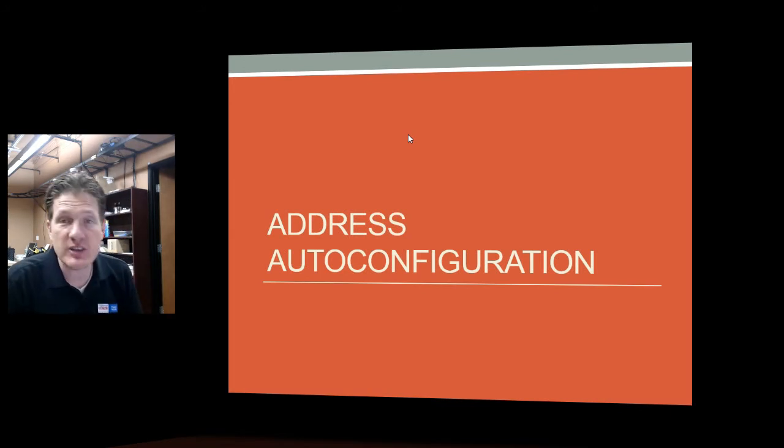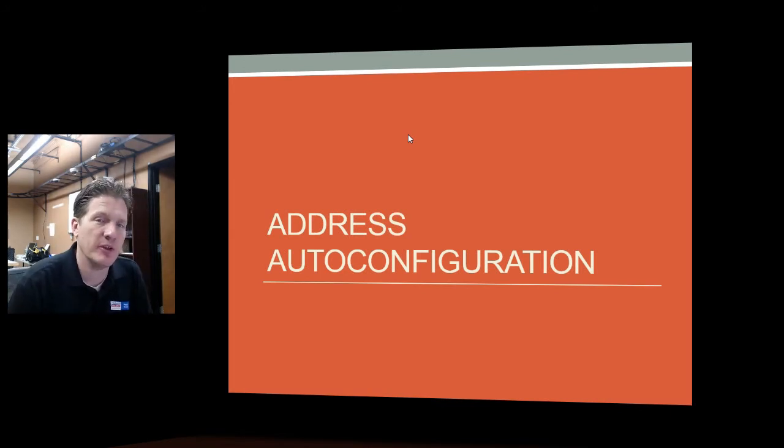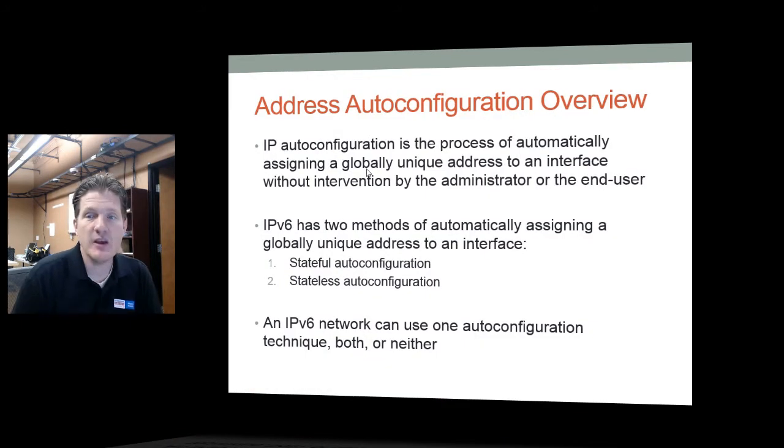All right, let's now talk about another major feature of IPv6, which is the ability to do auto configuration. As you can imagine, manually assigning IP version 6 addresses could be a bit time consuming. So auto configuration is the process of automatically assigning a global unique address to an interface without somebody actually having to go to that machine to program it. IPv6 has 2 ways of doing this. First way is called stateful autoconfiguration, and the second way is called stateless autoconfiguration. An IP version 6 network can use either one or both at the same time, or neither. So you can choose to go with both, or just one, or none at all.